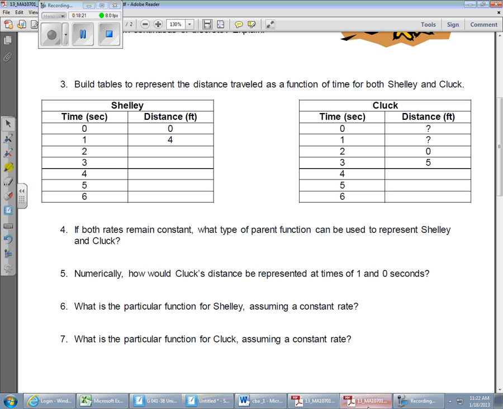All right, question number 6. What is the particular function for Shelley, assuming a constant rate? And 7, what is the particular function for Cluck, assuming a constant rate? Now, what these are asking for is the equation. These charts that you've just built, there's an equation that will give us these values. They're asking us to write the equations. So in your groups, let's see if we can figure out what the y equals mx plus b for 6 is, and also what the y equals mx plus b for 7 is. Okay, ready, go.